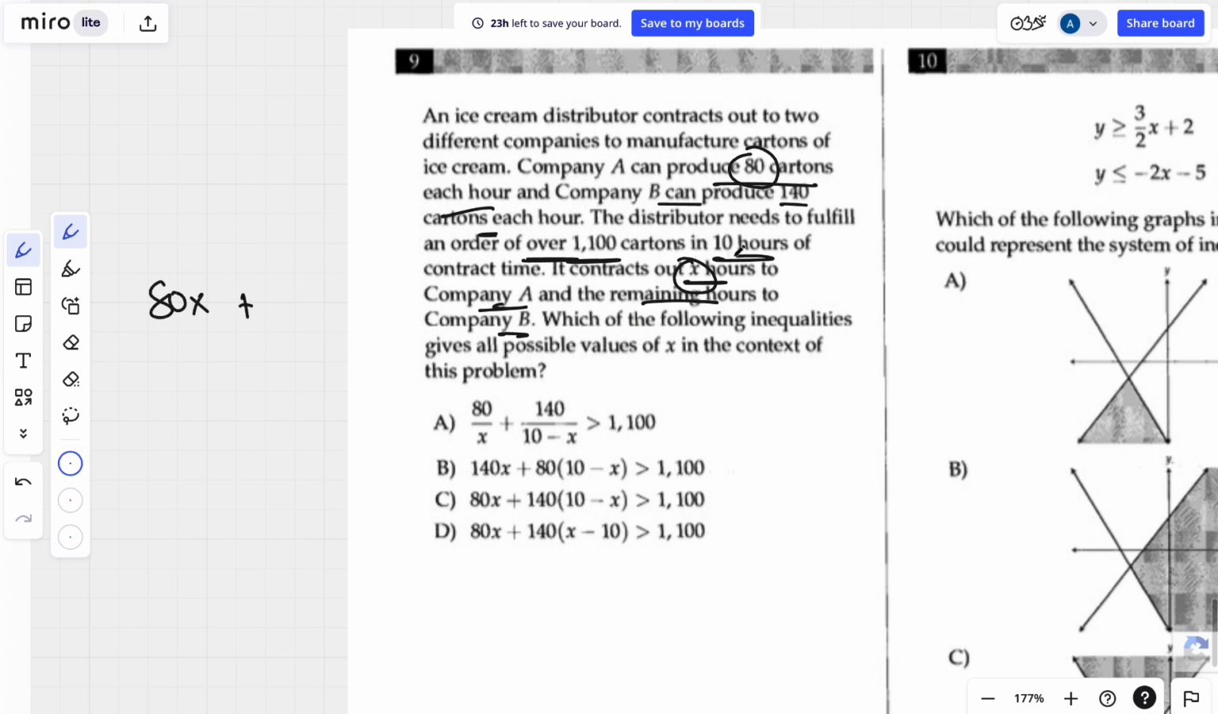For company B, it's 140, and it is the remaining number of hours. So in total we had 10 hours. X takes some hours, and the remaining is going to be company B. So if I want to find the remaining number of hours, I can just do 10 minus X. That's the remaining. And obviously this has to be greater than 1100. So that's going to be C.